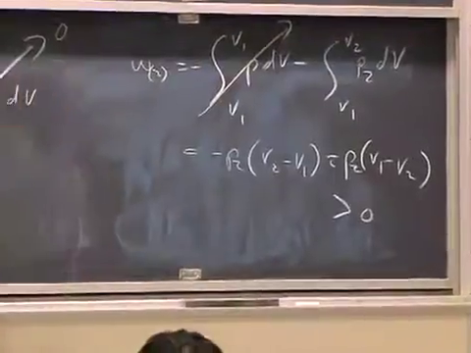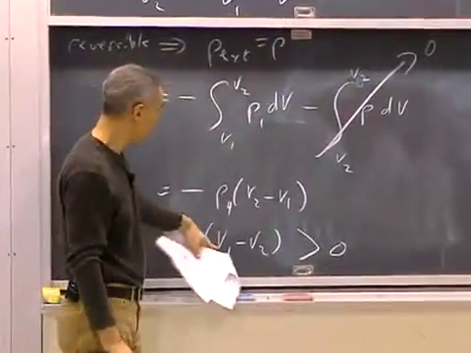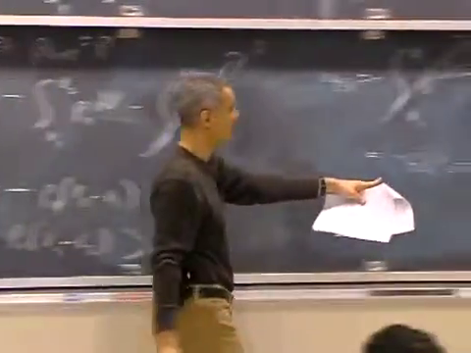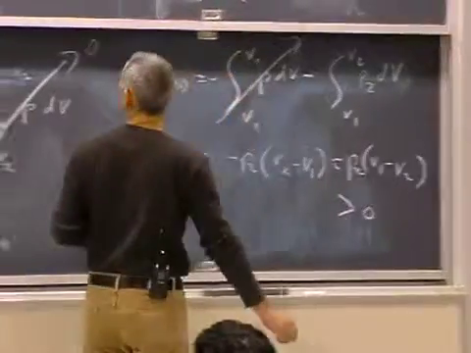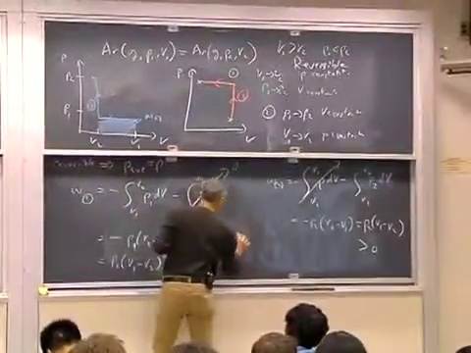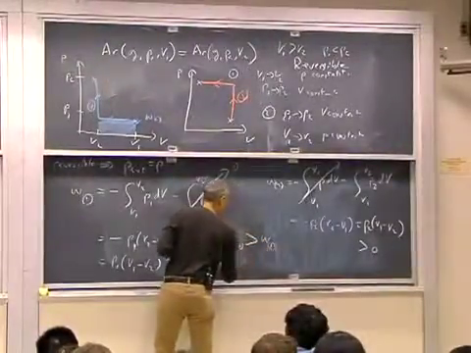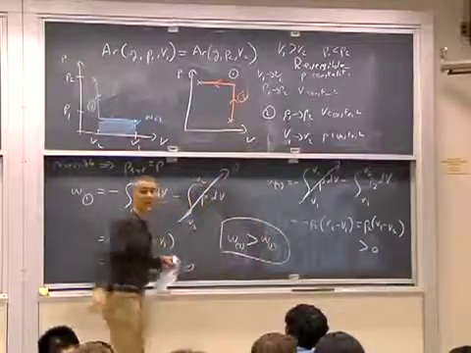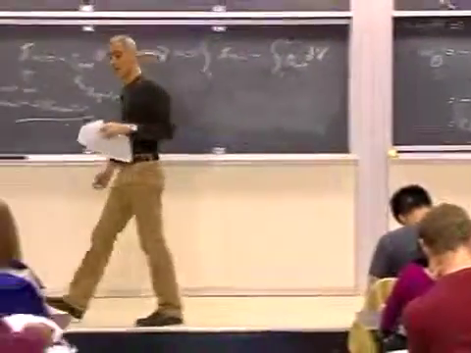But it's not the same as W1. Right? In this case, I have P1 times delta V. In this case here, I have P2 times delta V. Right? And P2 is bigger than P1. W2 is bigger than W1. The amount of work that you're doing on the system depends on the path that you take.